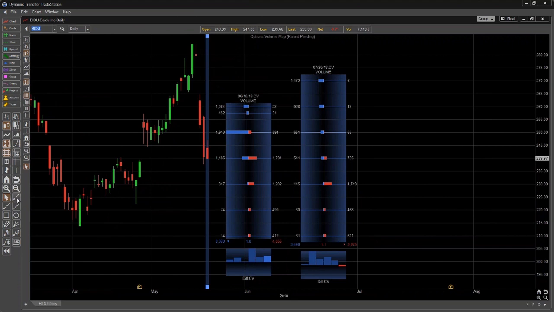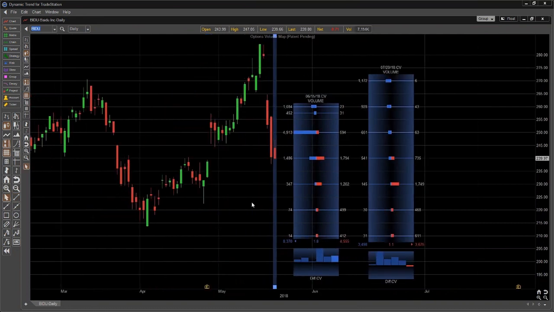Okay, so I'll just draw this out here. Impulse move, retracement, and then based on the information that we have right now, we could see a continuation of that original impulse trend, and hopefully get into this as early as possible.